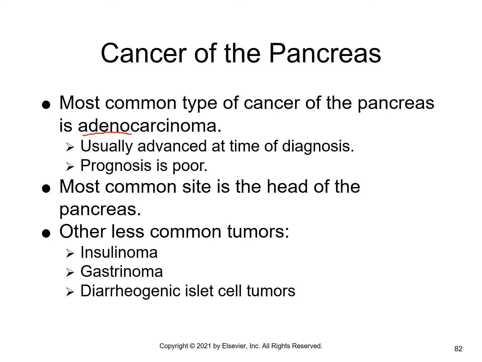There are other tumors of the pancreas, but they're not as common. So there can be insulinomas, gastrinomas, or islet cell tumors. And islet cells are the ones that produce insulin. So these would be affecting the insulin producing cells.